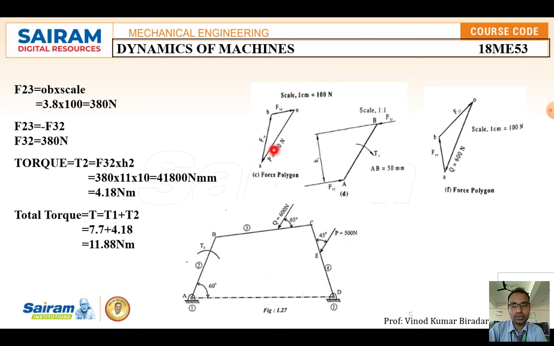Once you have done this, we know only one direction: O to A is this direction, and the remaining arrows should follow next. After constructing this, this is F14, this is F34. Then you need to find the length OB, that is OB for F34. Here F32, we got some 3.8. Substituting here, you are going to get F23 as some 380 Newton.